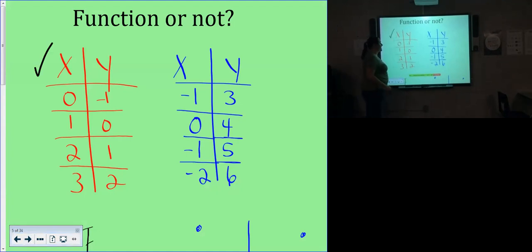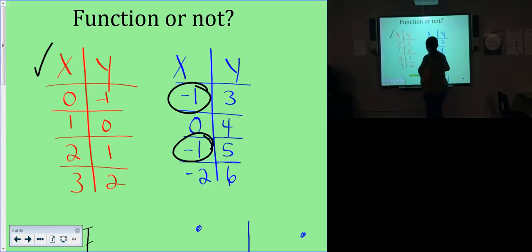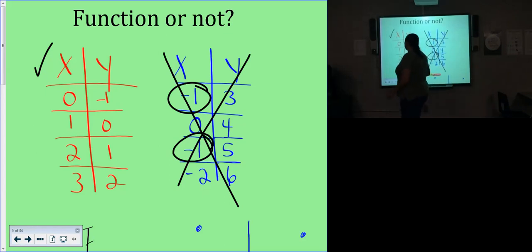But if I look on the right, I see -1, 0, -1. My -1's there repeated. So this right here, not a function. As we're going through this, guys, I would suggest writing down at least 1 or 2 of these to let you know, okay, these are what functions look like, and then also show one where they are not functions.